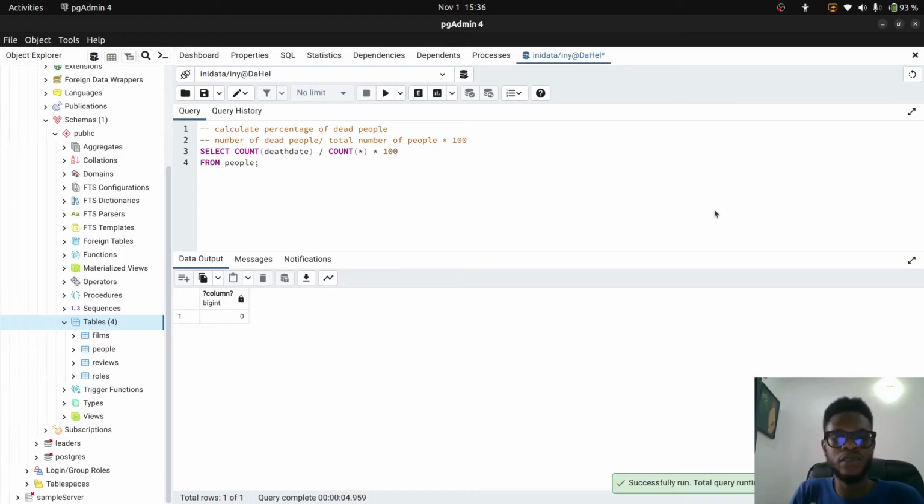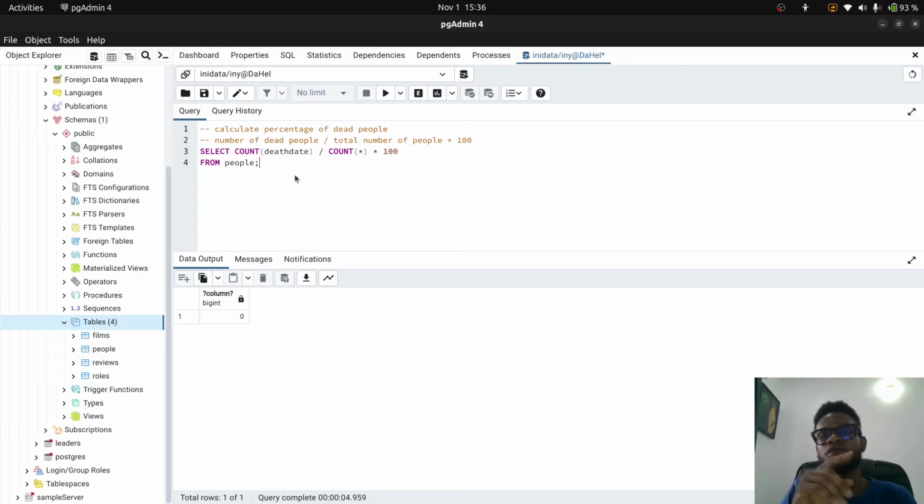Okay, so what we're getting is 0, and the reason we are getting 0 is because we're using integer division here. So let's say we have maybe 8 people died, and the total number of people in our data set is 10. This is an example. If you're doing 8 divided by 10 in SQL, that's integer division. The answer we're going to get is 0, instead of 0.8, because we are performing integer division.